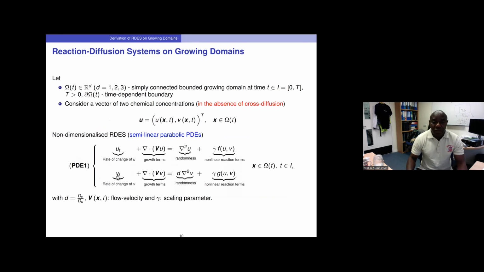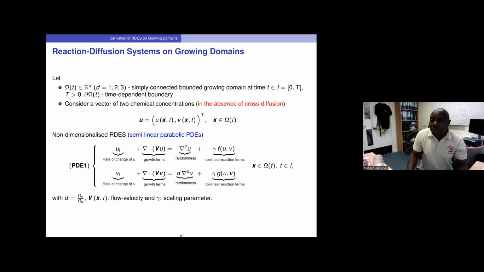So I have the rate of change of U and V on the extreme left. I have terms that emerge due to growth. You can derive this using the transport theorem on growing domains, on time-dependent domains, and V is the material velocity here. I'll talk more about this, and in particular, when I work with experiments, this material velocity V comes from experiments.